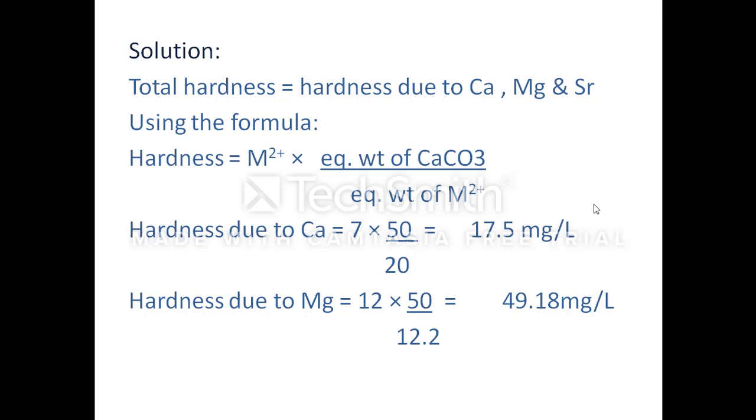Now first the hardness due to calcium. It's equal to 70 into 50 by 20, where 70 is the concentration of calcium ions as given in the question, and 50, as I told you, is the equivalent weight of calcium carbonate, and 20 is the equivalent weight of calcium. It comes out to be equal to 175 mg per liter.